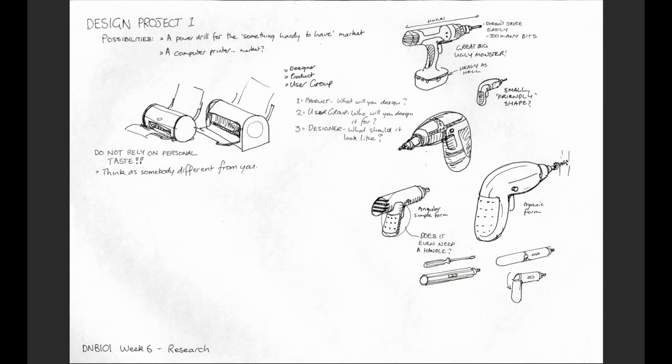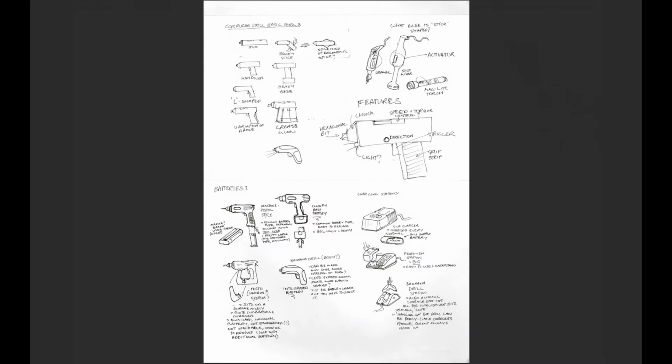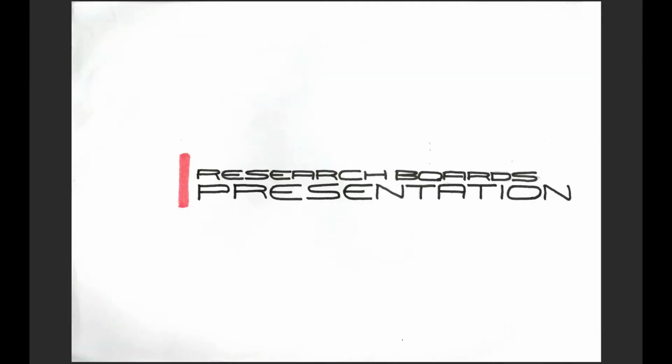So this is the first page. You can see the students talking about what shall I use? What will I have to design? And pretty quickly you can see we're focused on the cordless electric drill with notes on existing cordless electric drills and related products. This is a presentation layout planning page. So here's the research board presentation.